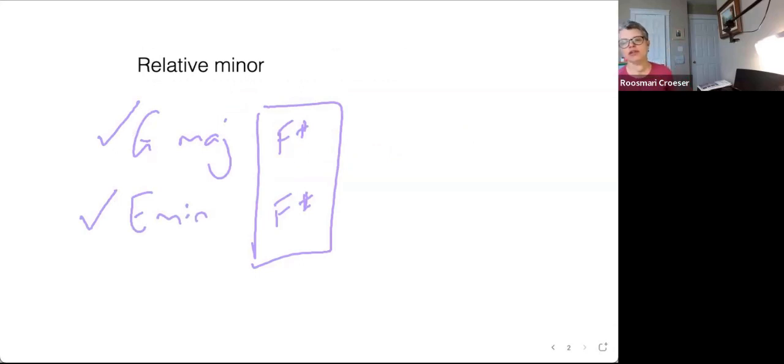Now I'm going to show you the official way of finding it. This is the boring way, and it's the way that's really easy to forget. And then I'm going to tell you a story about relative majors and minors that will allow you to remember forever how to find the relative minor or the relative major of any major or minor key.